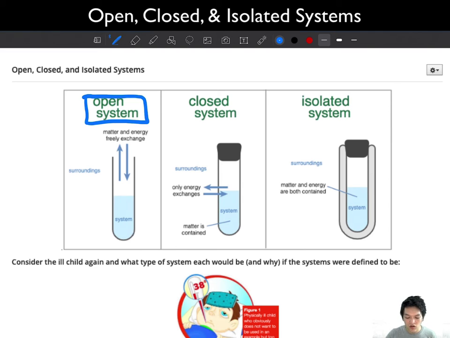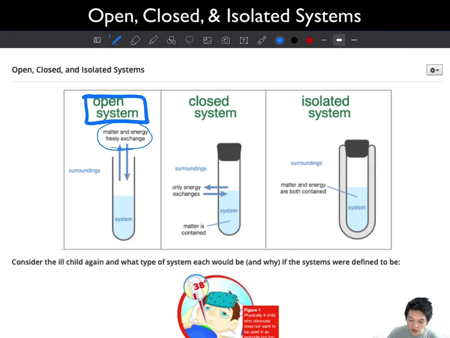And also, if you put it into a hot environment, the system would take in that thermal energy. It would heat up and go up in temperature. The opposite is true. If you put it in a cold environment, the system would release that heat into the surrounding. So energy can also freely move in and out of the system. And that's what an open system is. Matter and energy can freely exchange. So that's the definition of an open system.